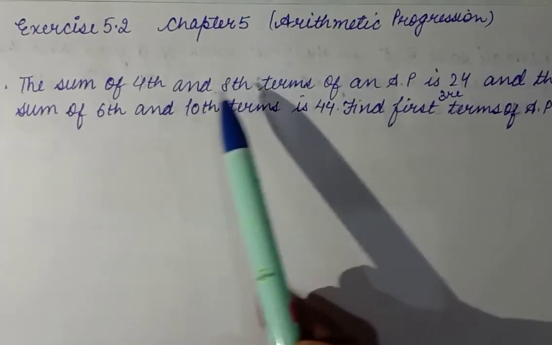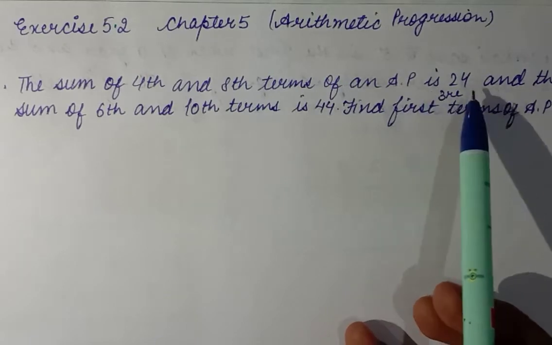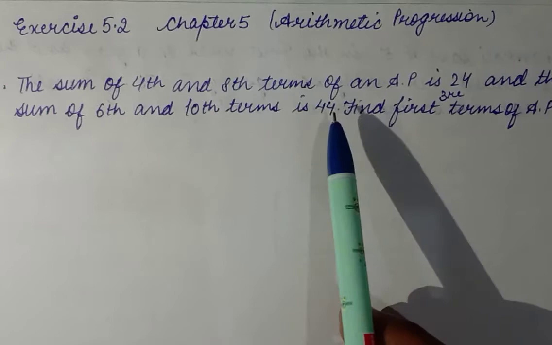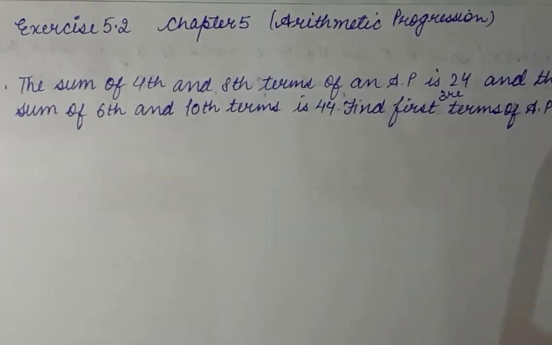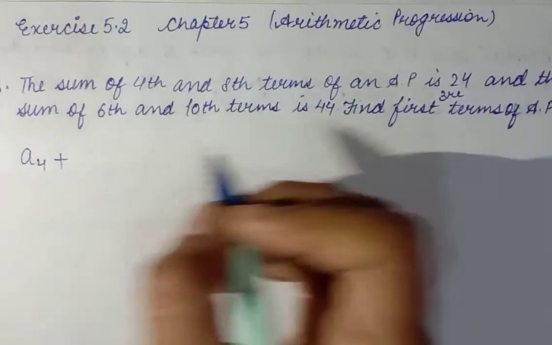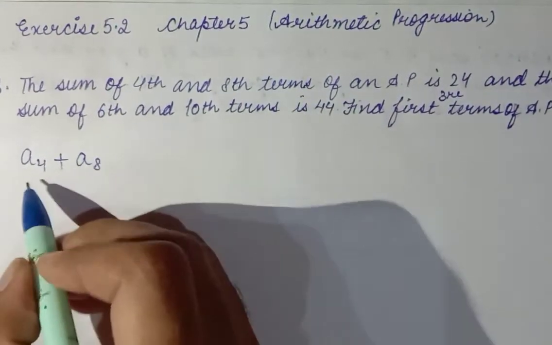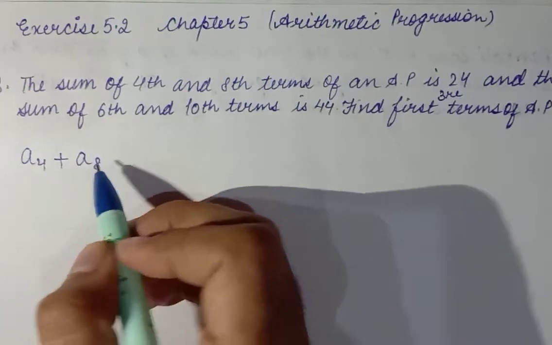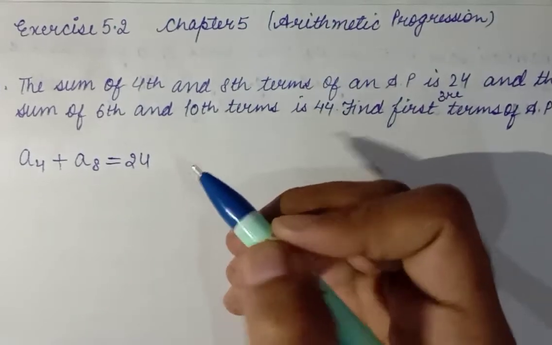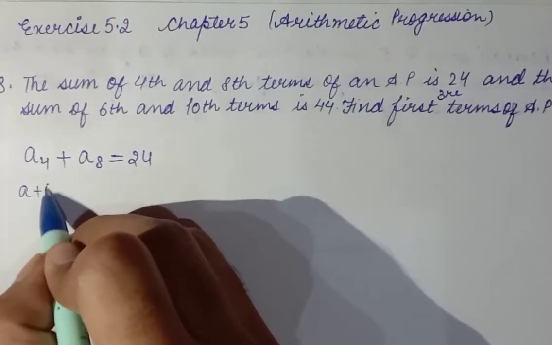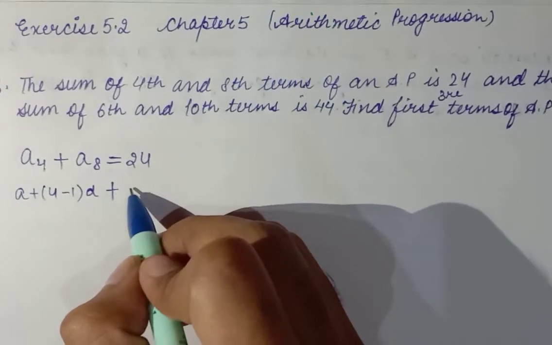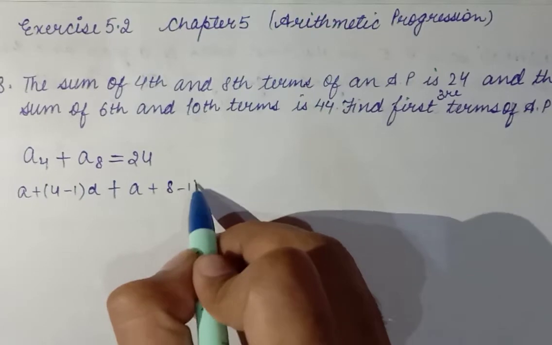The sum of 4th and 8th term of an AP is 24 and the sum of 6th and 10th term is 44. Find first three terms of the AP. In this question we are provided with the sum of 4th and 8th term. So A4 plus A8 is 24. Now A4 is a plus (4 minus 1)d plus A8 is a plus (8 minus 1)d.